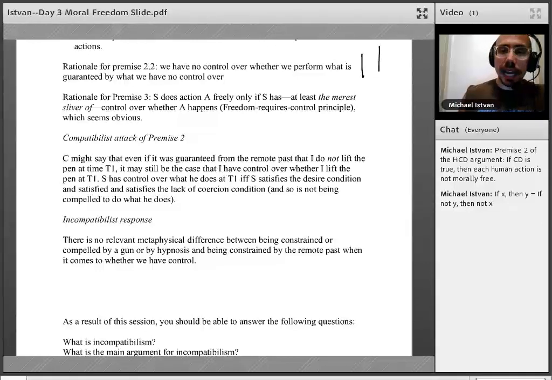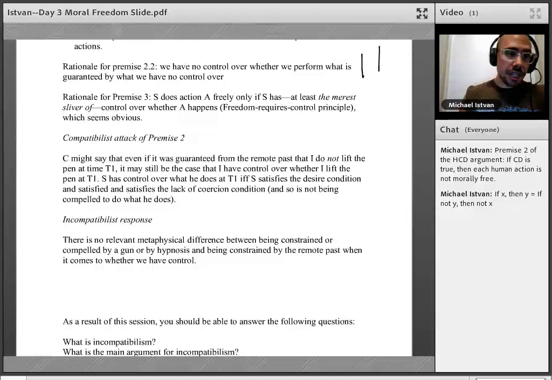That's what you must be saying if you are a person who rejects the transfer principle of lack of control. If you think, how could I still have control over whether I lift the pen at time 1 if it's guaranteed that I don't lift it, if it's guaranteed by what I have no control over that I don't lift it, if you're puzzled at that, you find intuitive the transfer principle for lack of control that this compatibilist is now in the midst of attacking.